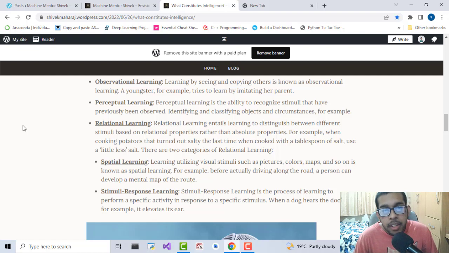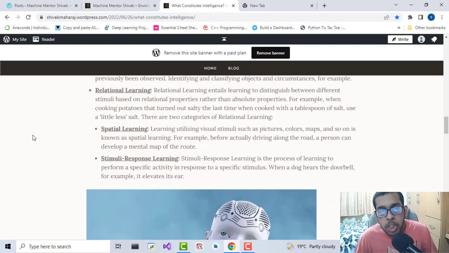Relational learning. Relational learning entails learning to distinguish between different stimuli based on relational properties rather than absolute properties. For example, when cooking potatoes that turned out salty the last time when cooked with a tablespoon of salt, use a little less salt. There are two categories of relational learning.